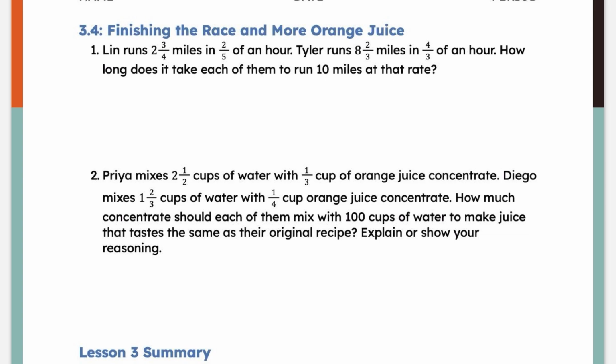Now that you've had a chance to give these a try on your own, let's take a look at them together. Lynn runs 2 3/4 miles in 2/5 of an hour. Tyler runs 8 2/3 of a mile in 4/3 of an hour. How long does it take each of them to run 10 miles at that rate?